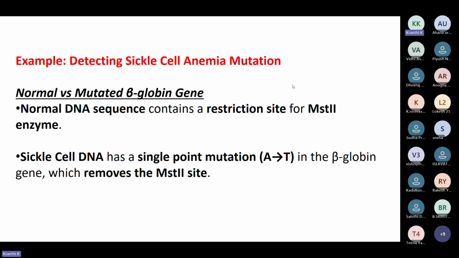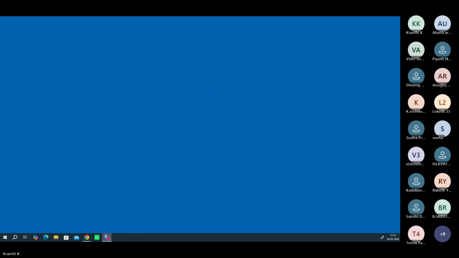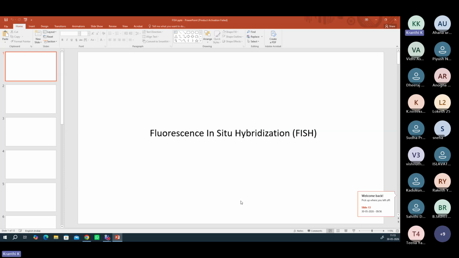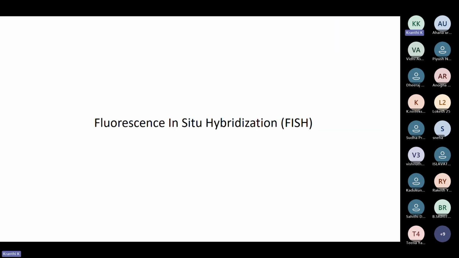Okay, then let's see the other topic, that is FISH. What do you mean by FISH? Fluorescent in situ hybridization. So what do you mean by fluorescent in situ hybridization?